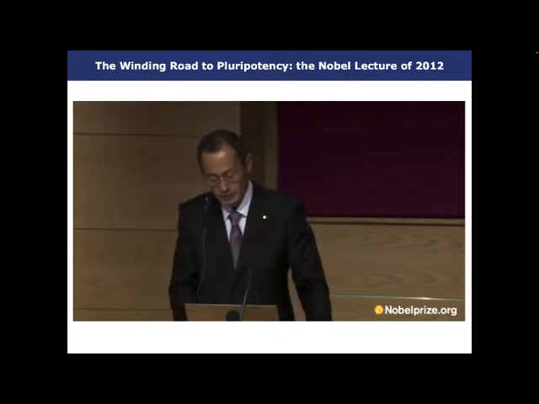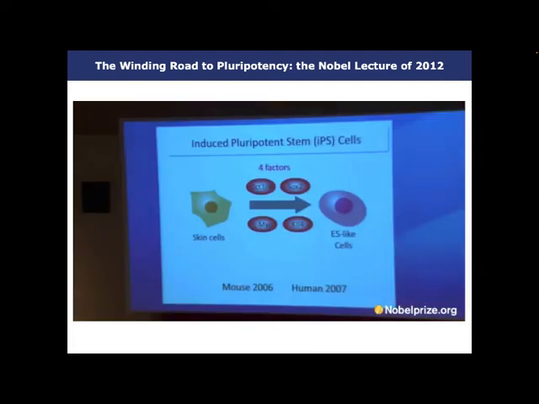But very luckily, it didn't take that long. It took us 6 years before we identified these 4 factors. In 2006, we were able to report this finding by introducing the combination of only 4 transcription factors, OCT3/4, SOX2, c-MYC, and KLF4, into mouse skin fibroblasts.